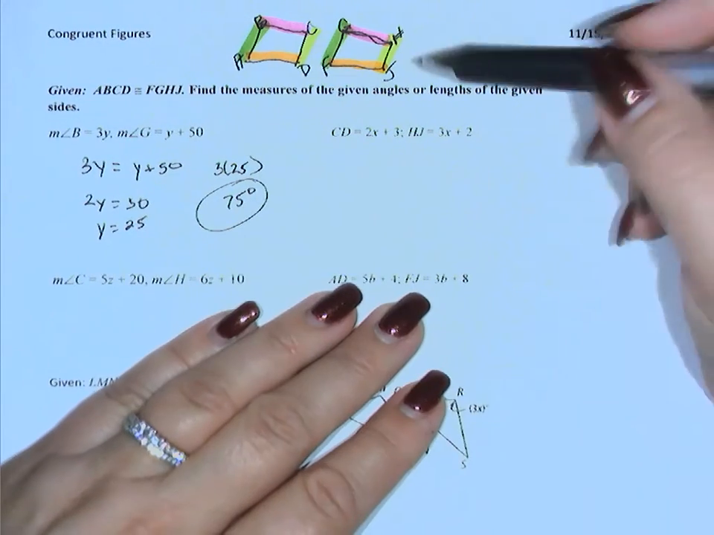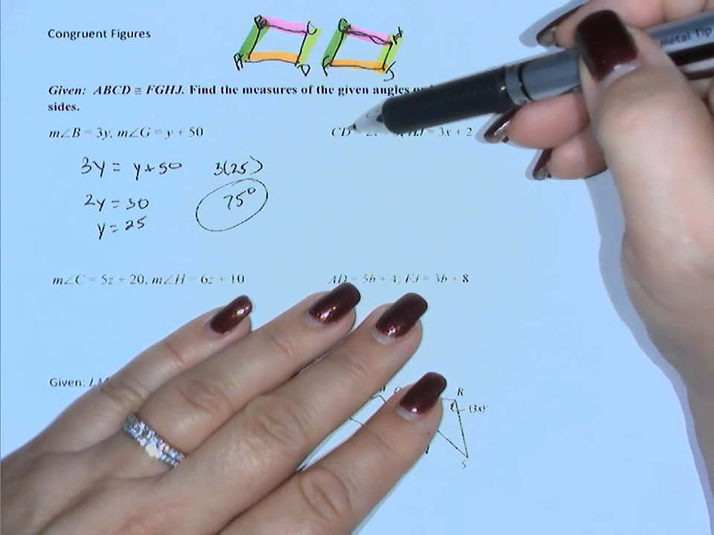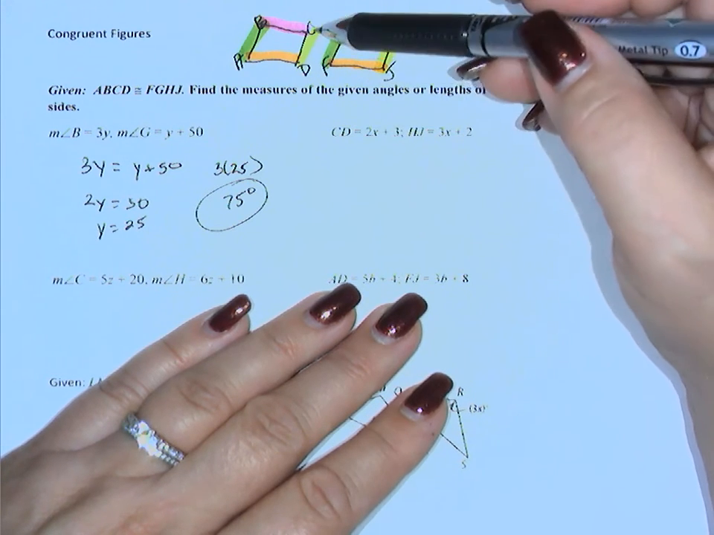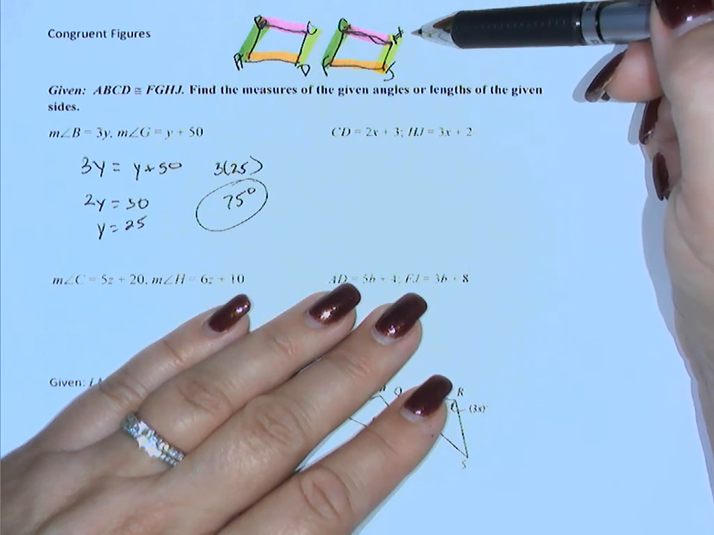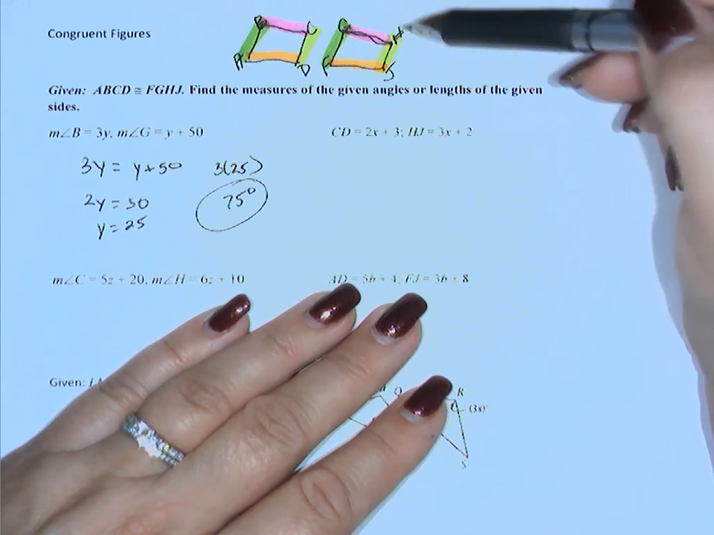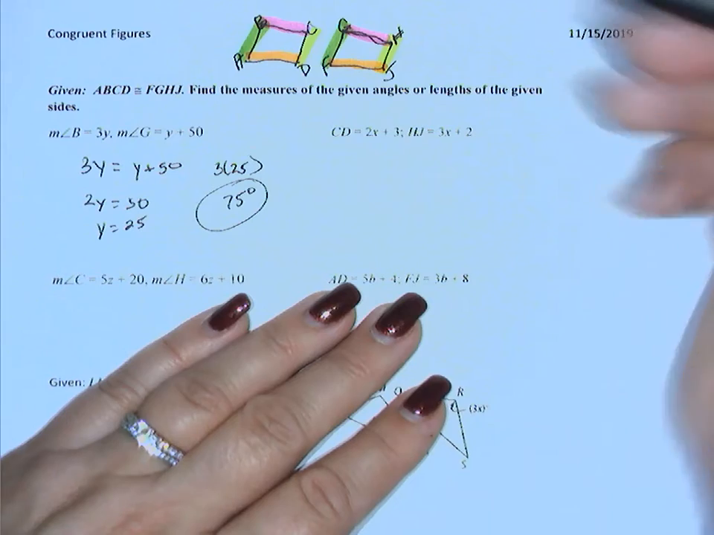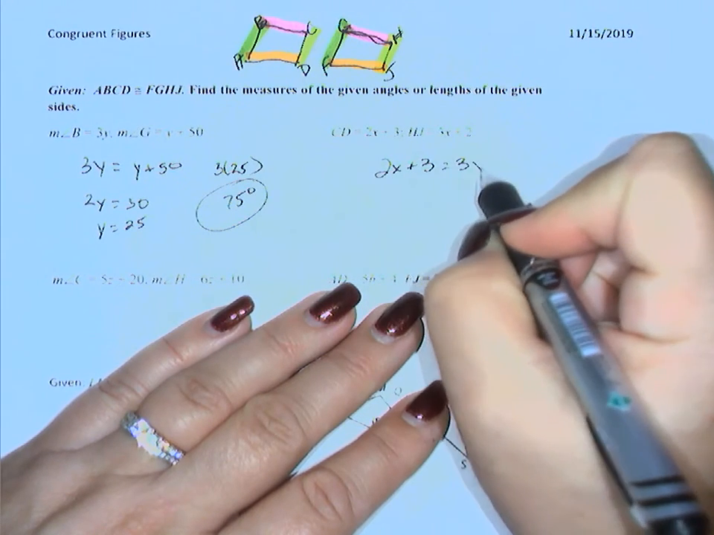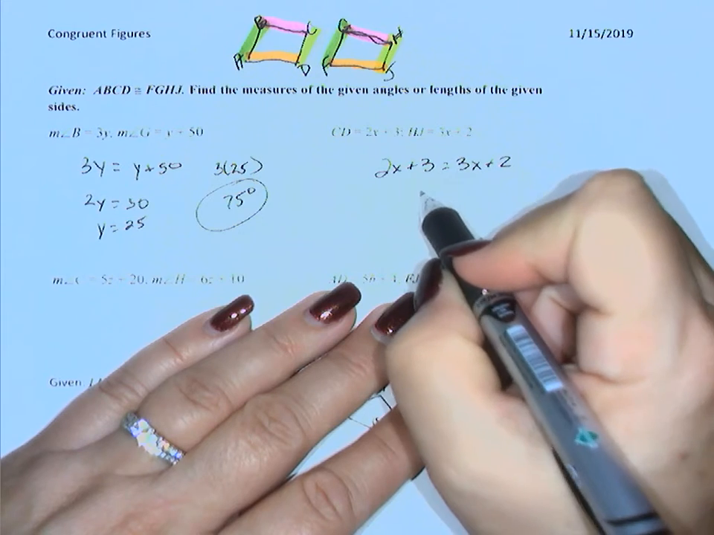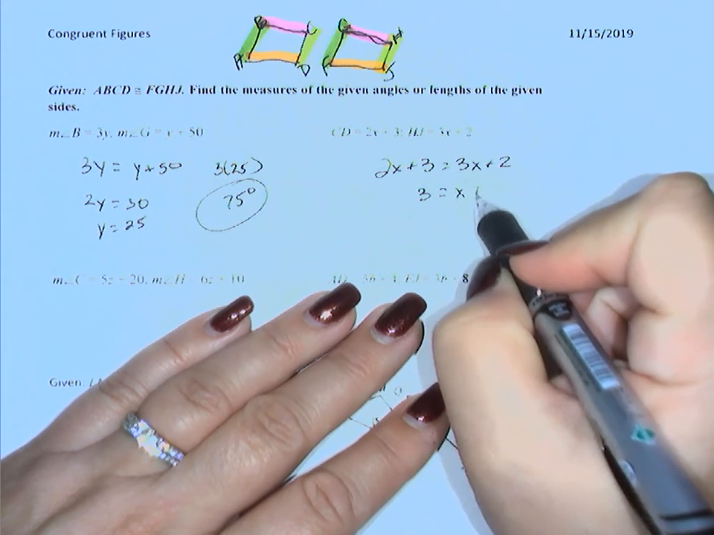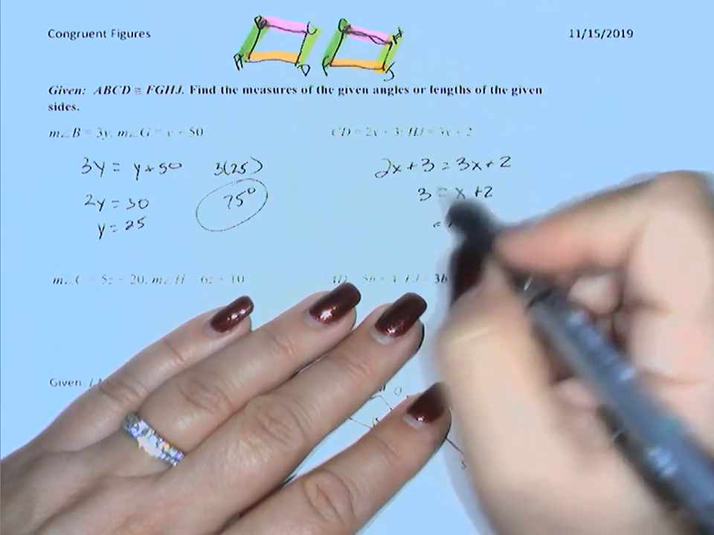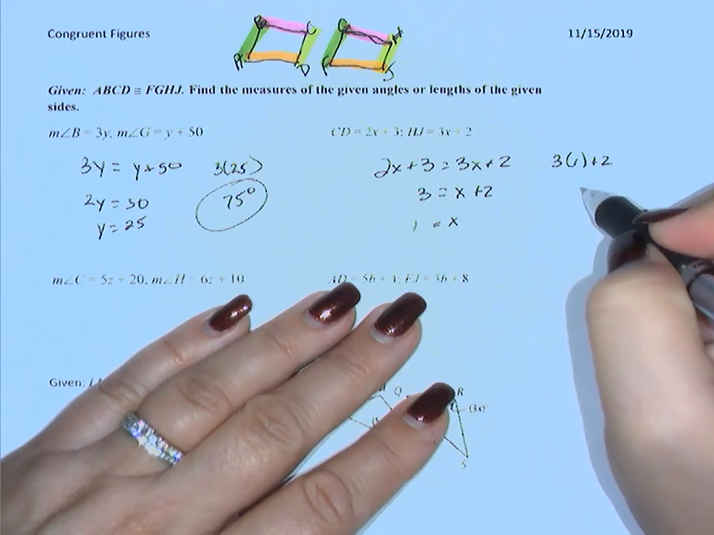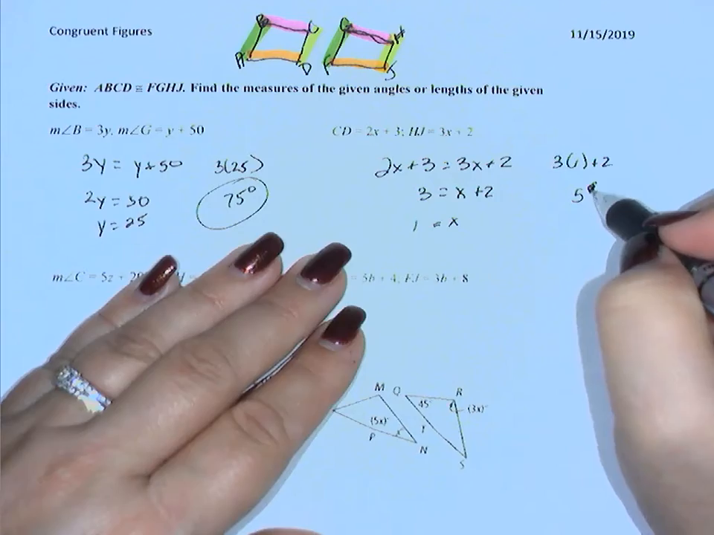So then here I have sides, this, without the line over them, remember this is the measure of the side. So the measure of side CD is 2x plus 3, and the measure of side HJ is 3x plus 2. Notice those are congruent pieces according to my labeling. So then I have 2x plus 3 equals 3x plus 2. I'm going to solve that. I'm going to get 3 equals x plus 2, so x equals 1. Then I substitute that back in. This gives me that 5, sorry, not 5 degrees. The length is 5.